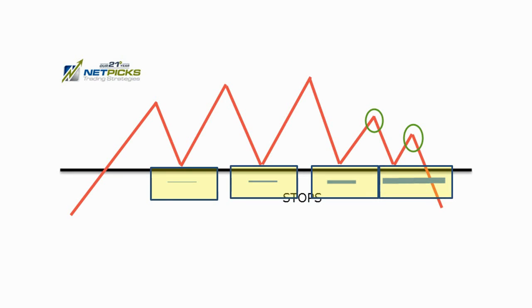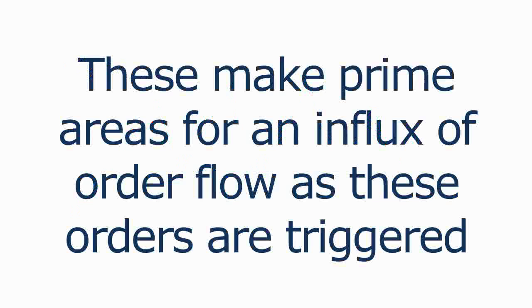When are they valid? Now, one determining factor you may use to determine a strong level is the amount of times the price rejected. That's not a really good trading plan. Hits on support or resistance levels actually weaken the level. Each time price revisits a level, stop loss orders accumulate underneath the zone, as you can see here by the increasing line thickness. These make prime areas for an influx of order flow as these orders are triggered.